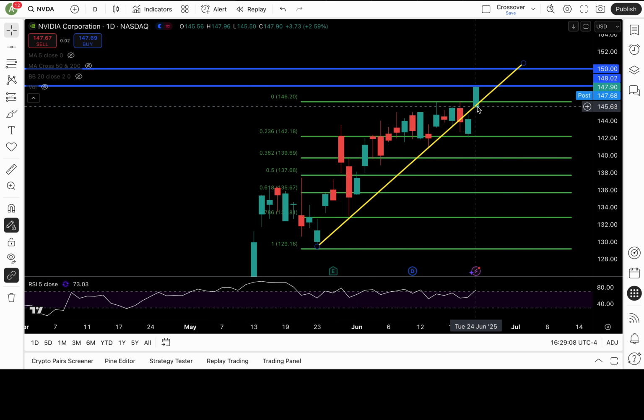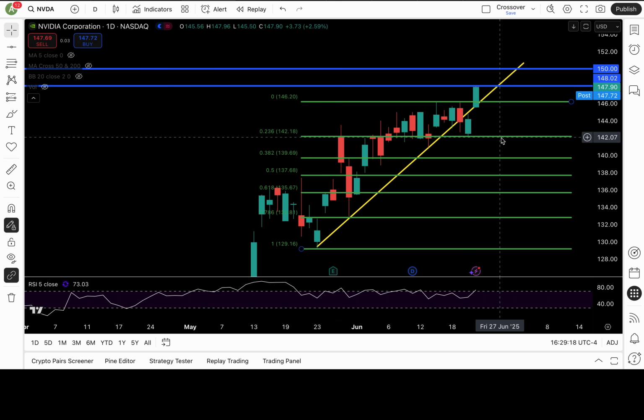Instead, it stayed above 145 and cleared 146.2, and it got up to 147.96. You see, I had a 148 target, and the price just came 4 cents shy of my target.